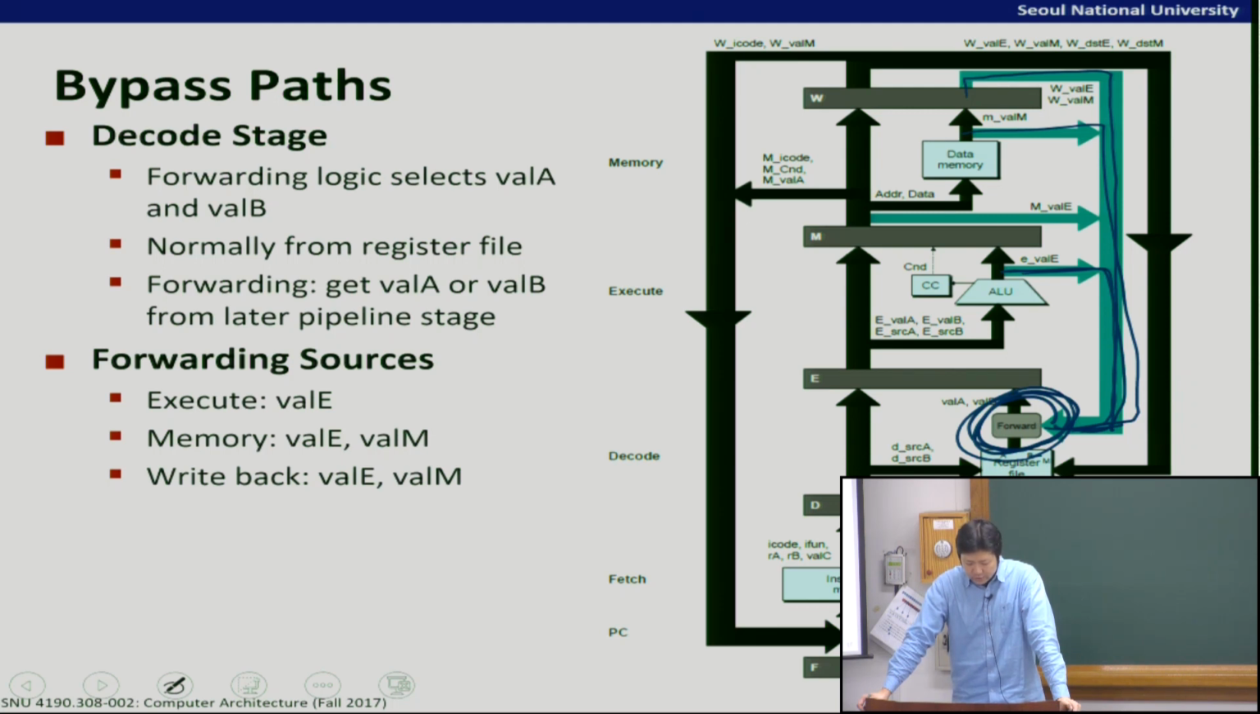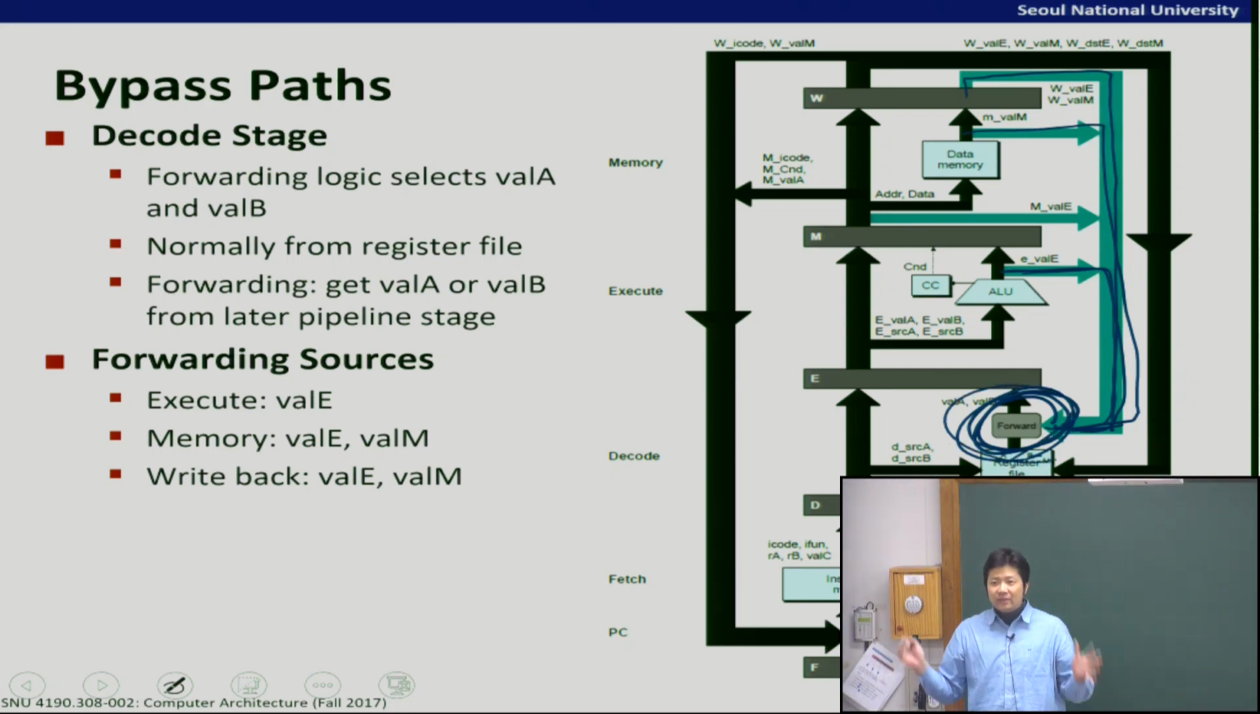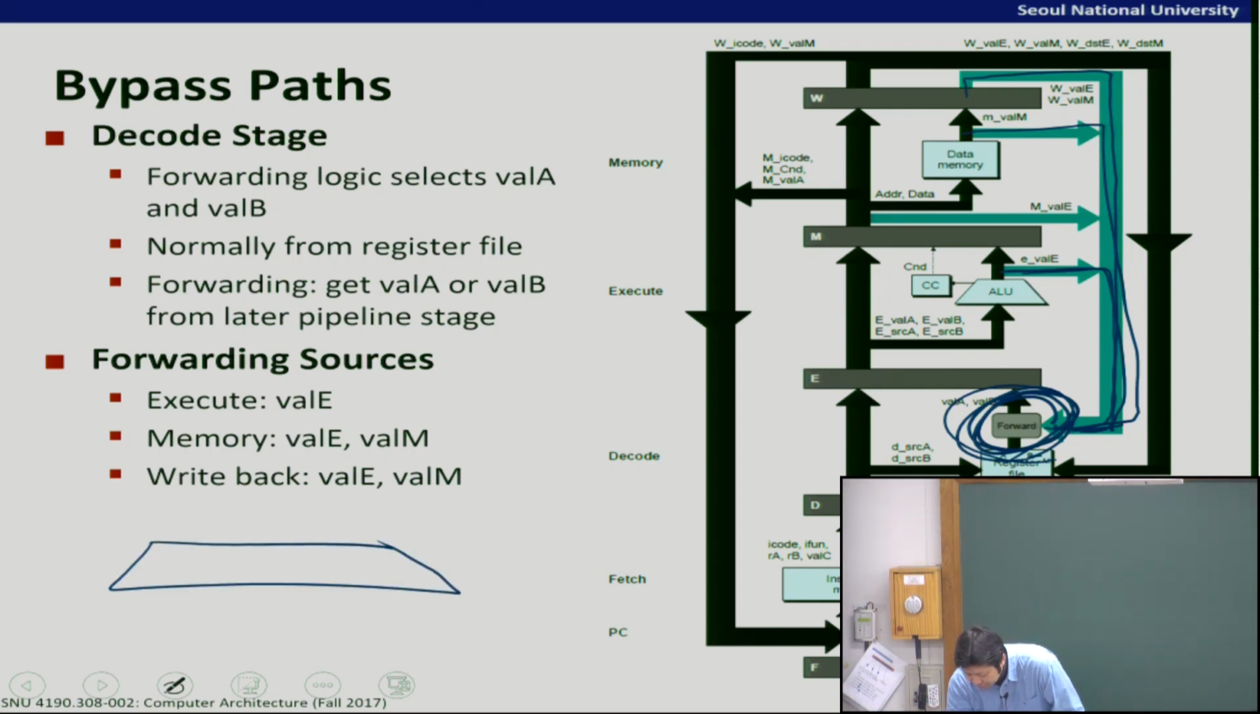And forwarding sources are where the values can come from. In execute stage, maybe val E. In memory stage, val E and val M. In write-back stage, val E and val M. So there are 5 different sources that the value can come from. This forwarding logic is nothing but a big MUX, multiplexer. So let's say we have val A here. Val A is selected from one of the 6 sources.